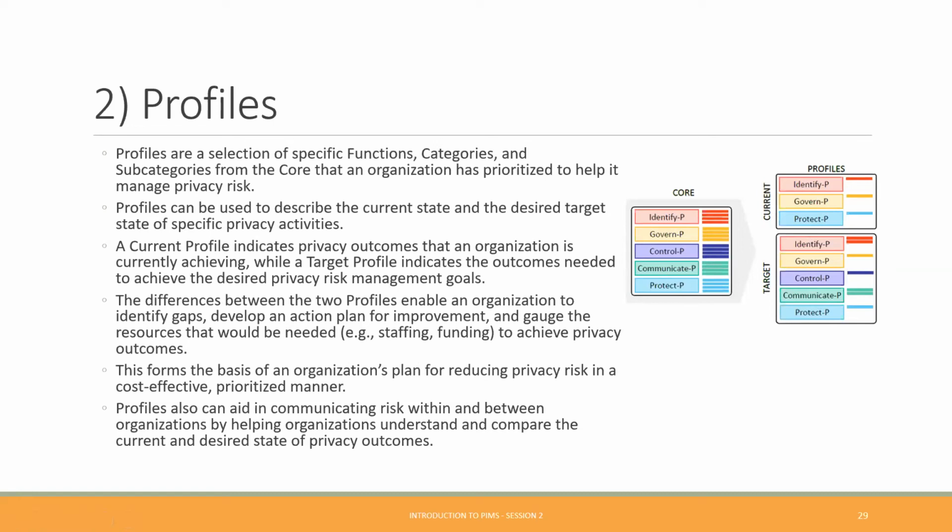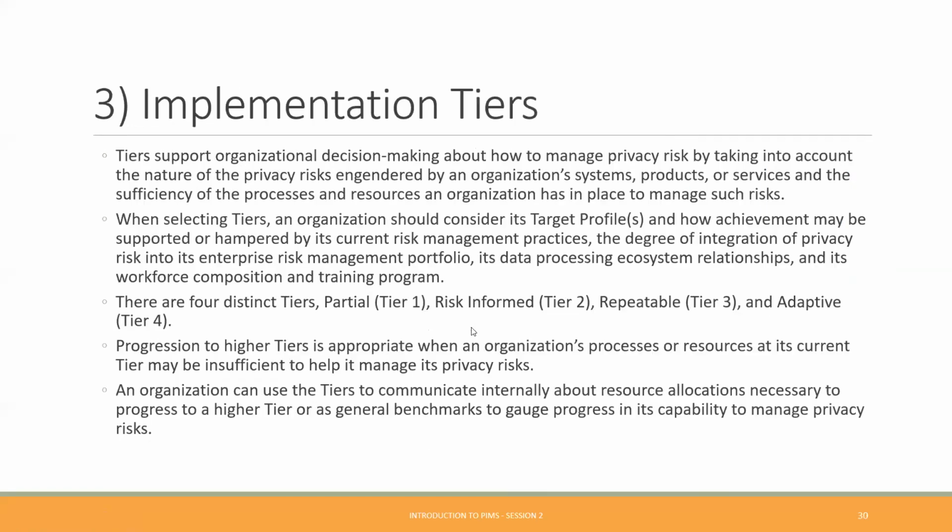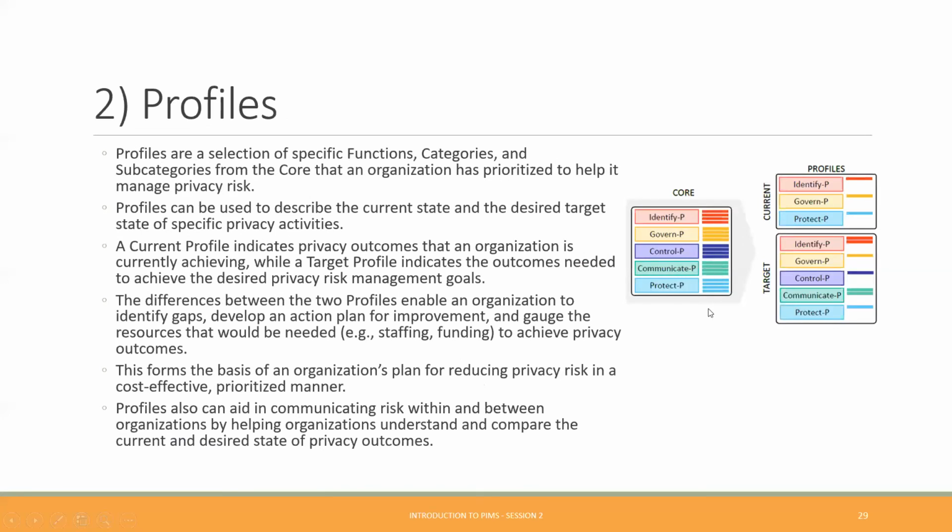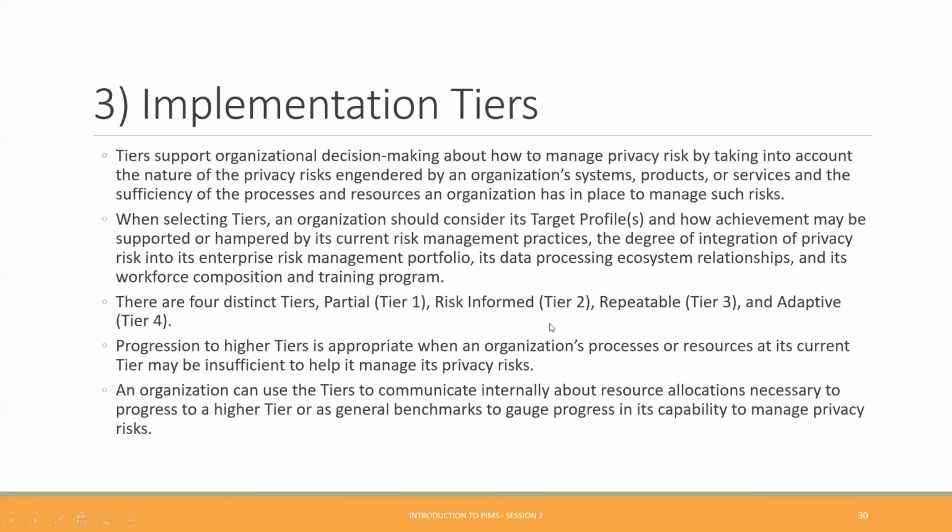The third level is the implementation tiers. That's what these color bands are. So these bands, what is that? You can see that there are 4 tiers. That is the maximum that you can do. That is what is mentioned here, implementation tiers. So distinct tiers: partial, risk informed, repeatable, adaptive. If you are familiar with CMMI, it is something similar to that.